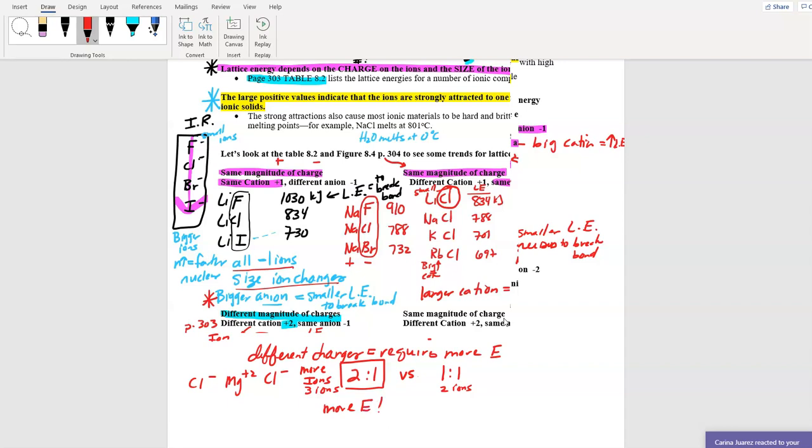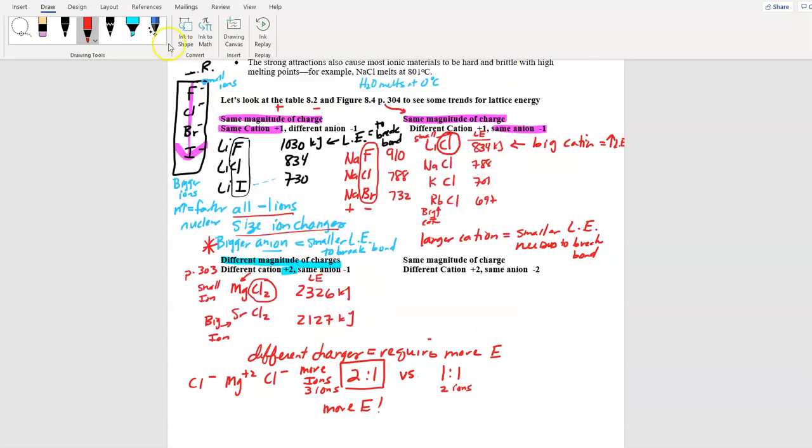Okay? So they can ask you to look at any comparison: same charges, different charges, size. You always have to relate back to chapter 7. Okay? So if I do one more trend, same magnitude, but now let's go a +2 and a -2. Let's compare these two.